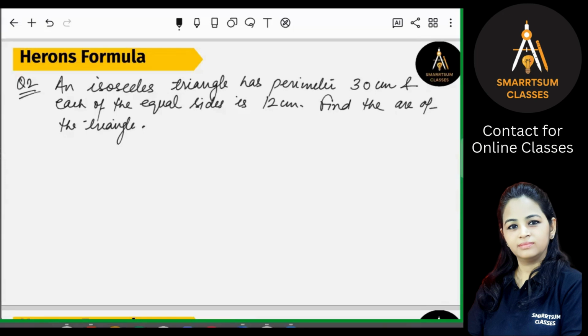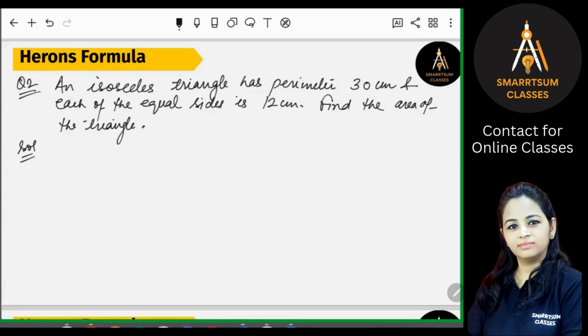Now look at the second question. Question number 2. An isosceles triangle has perimeter 30 centimeter and each of the equal side is 12 centimeter. Find the area of the triangle. Okay, so it is already given in the question that the triangle is isosceles, right?